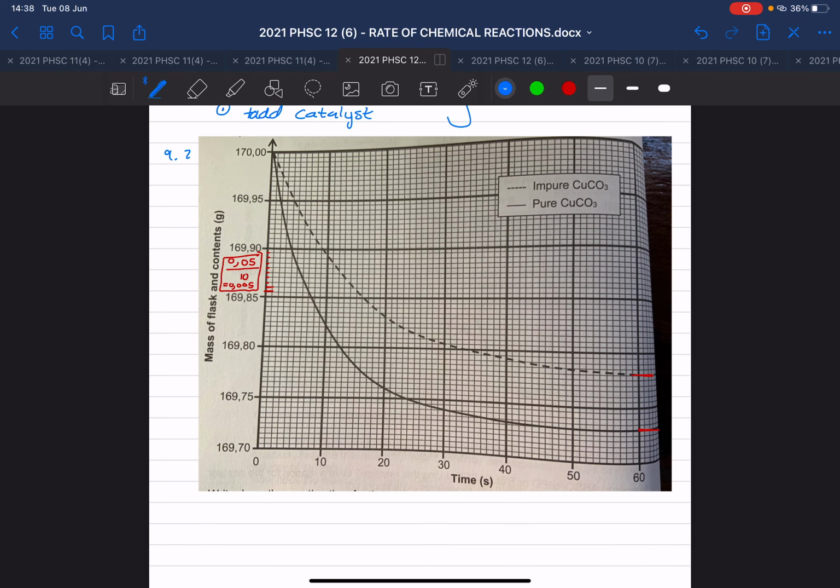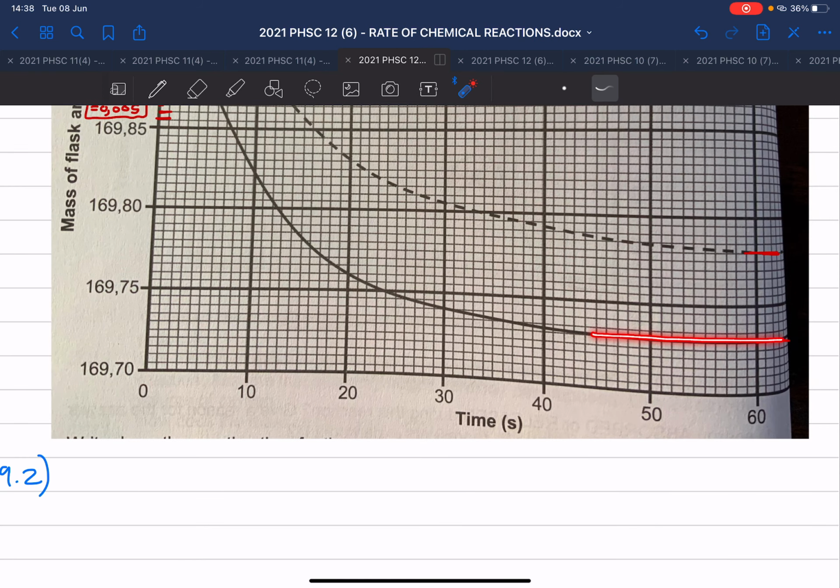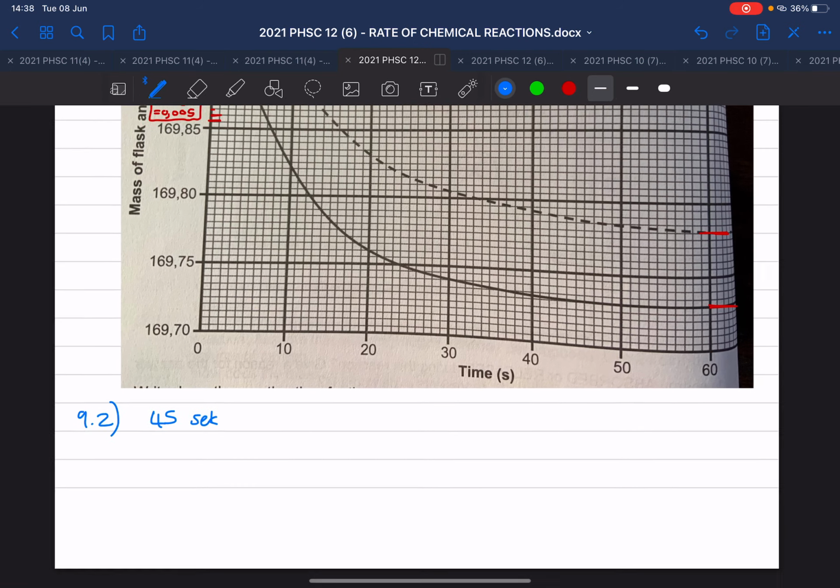The first question at question 9.2 is: write down the reaction time for the reaction of pure copper carbonate. Okay, so when did it finish, the pure one here? You can take it from where the line starts to become a horizontal line. Okay, so you can see, I'll say somewhere there. Sorry, but I saw that in the memo they do take from 42 until 50, but I'll say it's somewhere there, 44, 45. So I'm going to say for myself 45 seconds. If you say 44, doesn't matter.